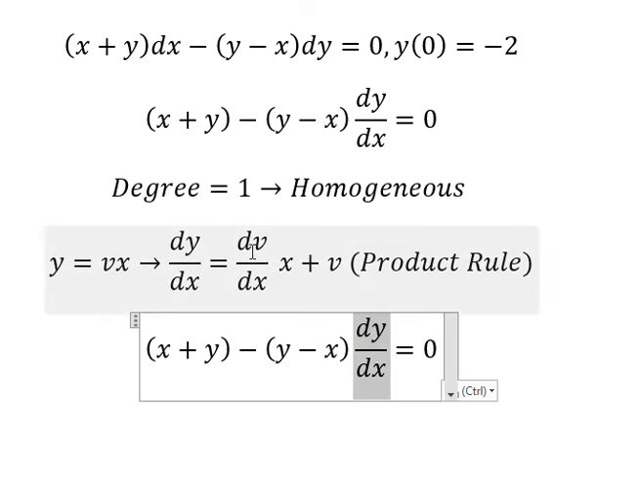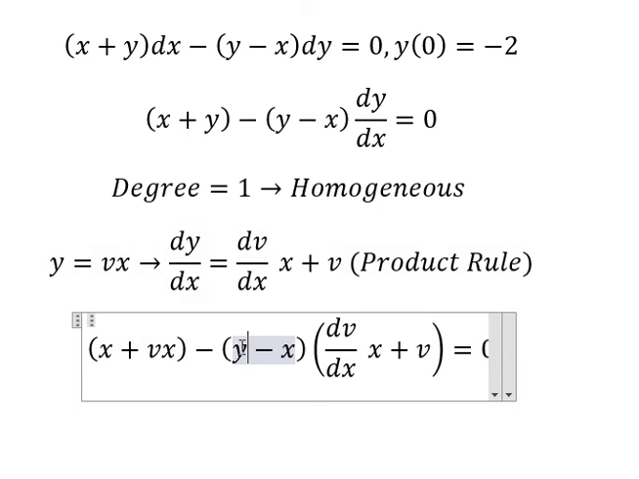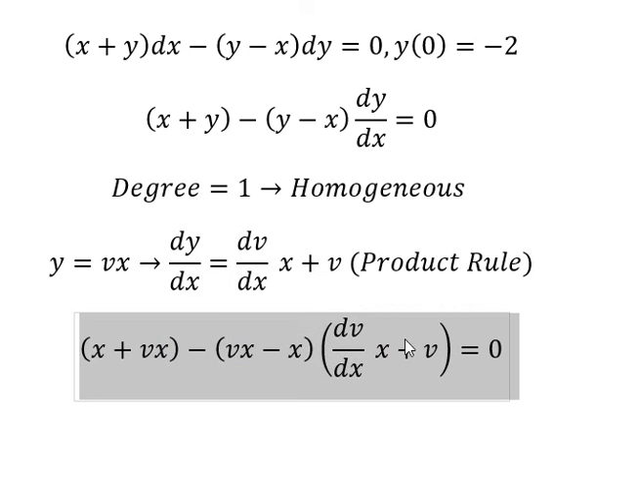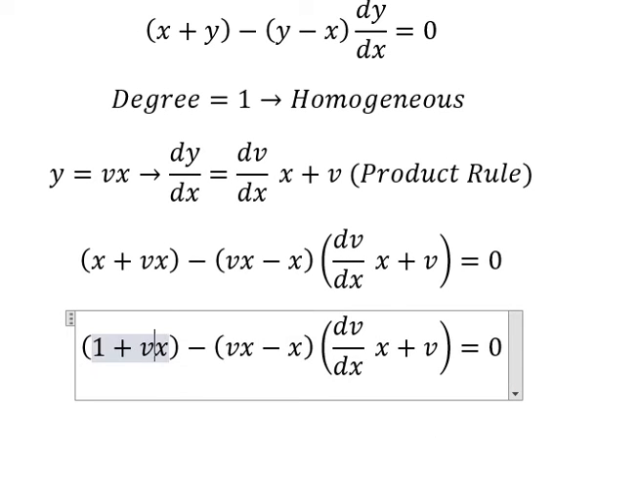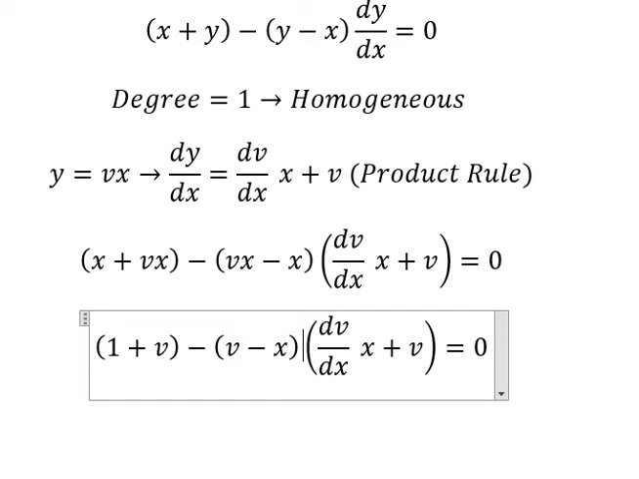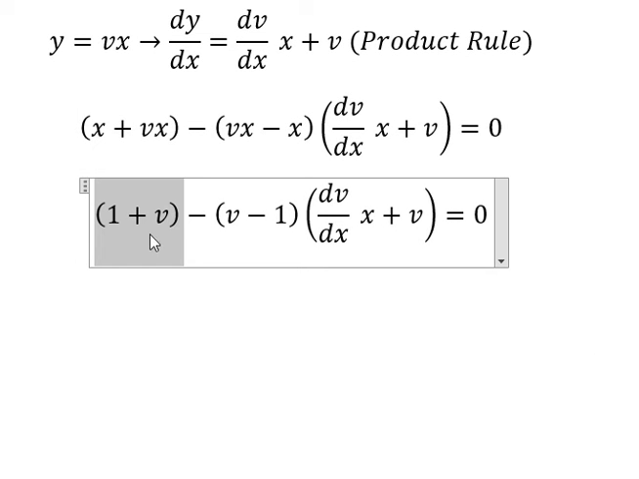So this one we change by this one. Y we change by vx. Next we simplify x for the both sides in here. Next we put this one go to the right and we divide both sides by v minus 1.